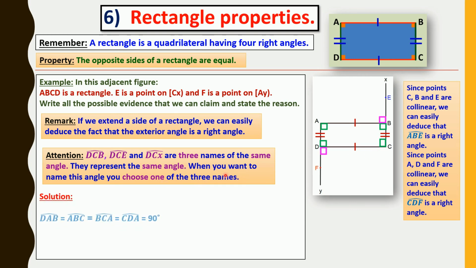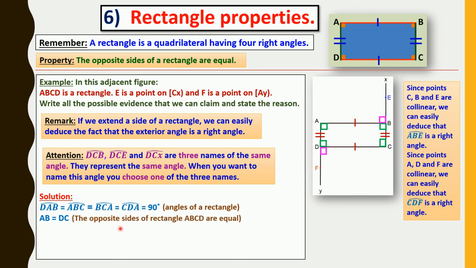Solution. So angle DAB equals ADC equals BCD equals CDA equals 90 degrees. The reason here, angles of a rectangle. Also AB equals DC. The opposite sides of a rectangle ABCD are equal. Here we cannot write given. We claimed this evidence because it's given to us that ABCD is a rectangle. So when I write the reason, I write the properties of the rectangle that I used. Also, AD equals BC, they also represent the opposite sides of a rectangle ABCD, which are also equal.